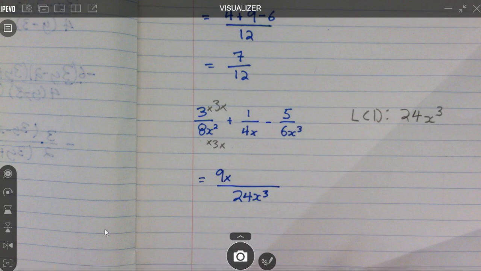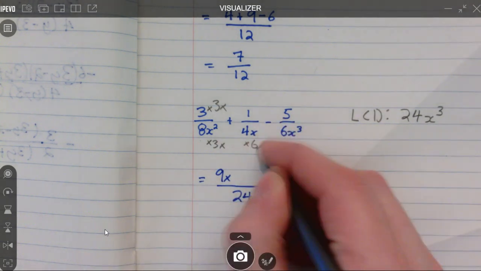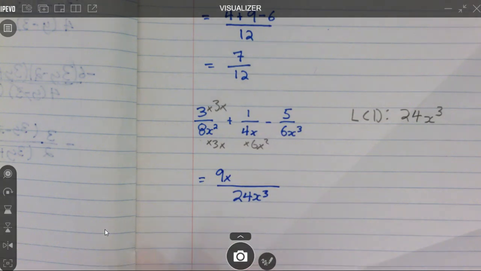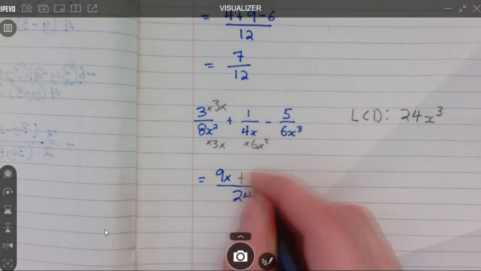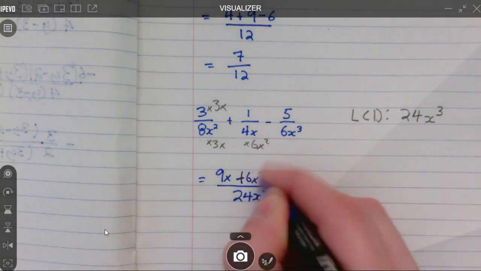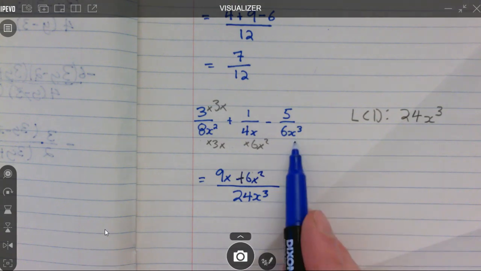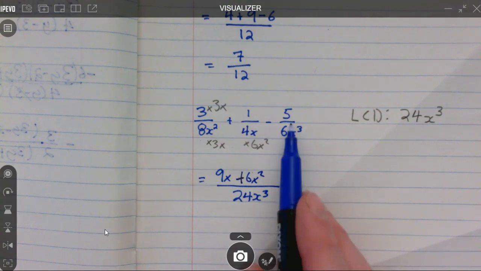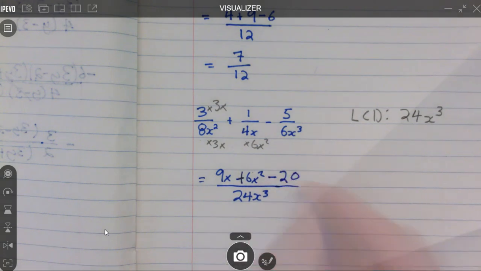What does 4x need to be multiplied for? Well, I need to multiply it by 6 to get to 24, and then by x squared to get to x cubed. And then same thing on the top. So I'm going to have 1 times 6x squared. So it's going to be plus 6x squared. What do I need to multiply 6x cubed by? Well, just 4. So I've got to multiply negative 5 also by 4. So I have minus 20.